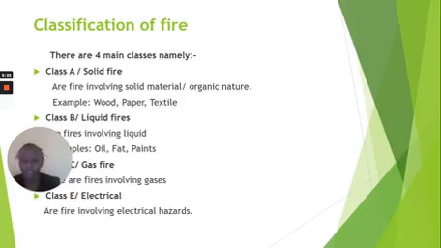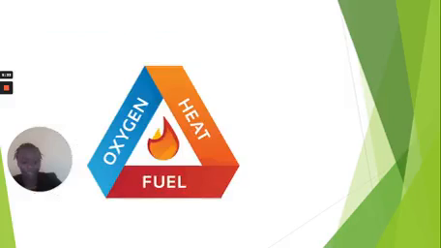Class C, we have gas fire. These are fires involving gases. Then Class E, we have electric fires, which are fires involving electric hazards. There you can see oxygen, heat, and fuel. Those are some of the examples.